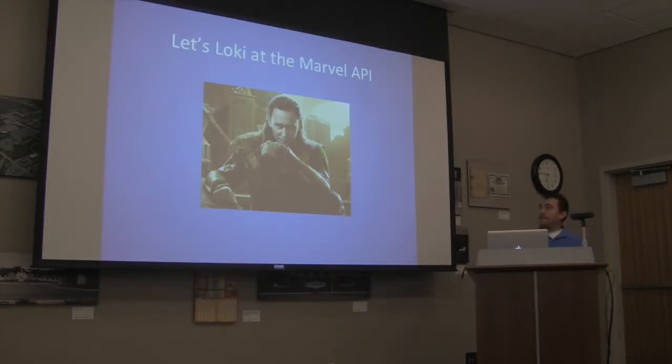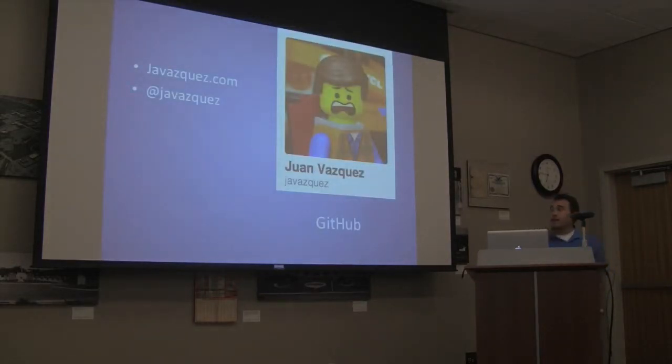So this talk title really came as a joint effort between Zach and myself. So let's Loki at the Marvel API. My name is Juan Vazquez. Here is where you can find me: jvazquez.com or javazquez.com is my website, a WordPress blog, at javazquez on Twitter, and then my GitHub information.